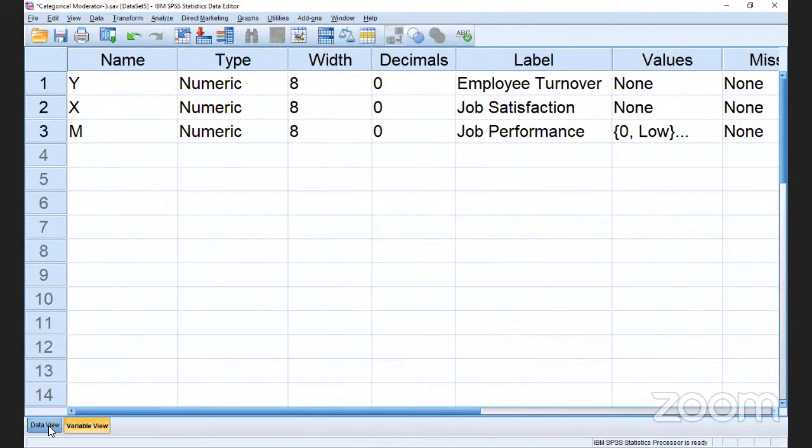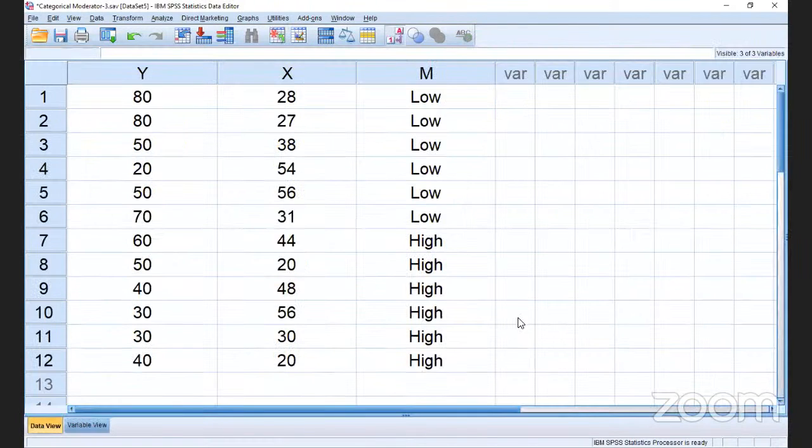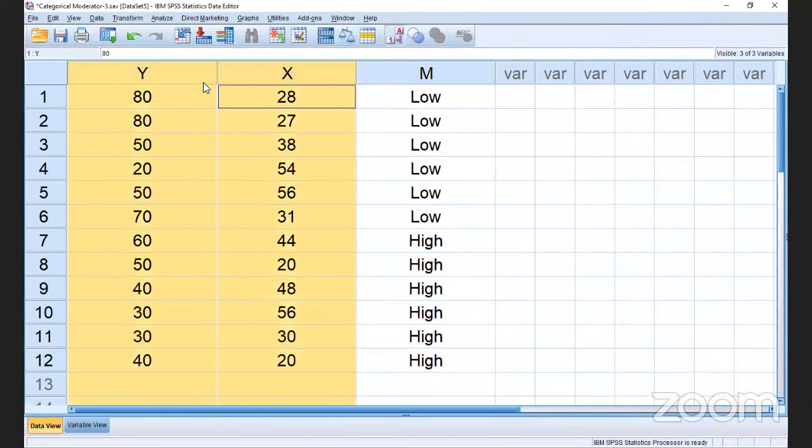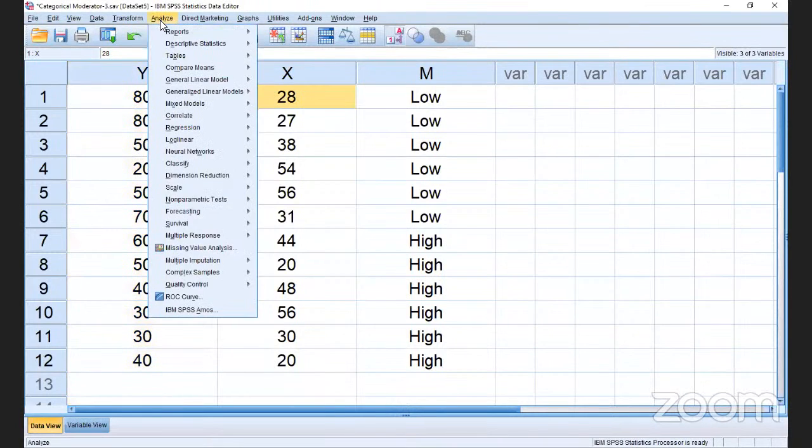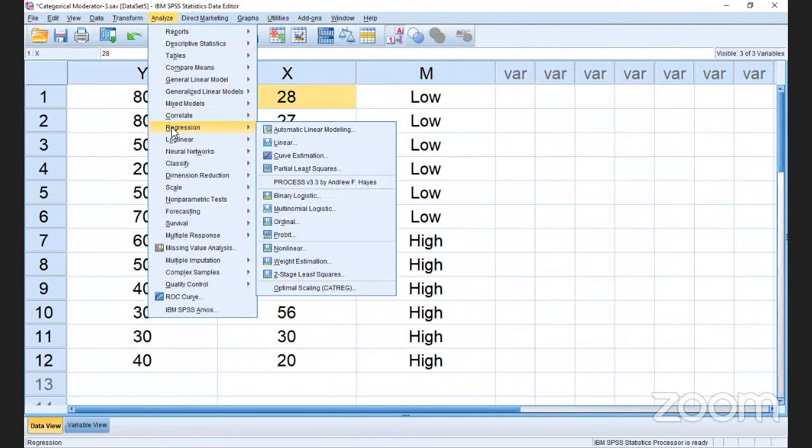Now we simply use regression analysis, which means we want to check the relationship between Y and X. What is the relationship between X and Y? Both the independent and dependent variables are in metric form, so we will apply simple regression analysis. So how to do it? Analyze, then Regression, and Linear.